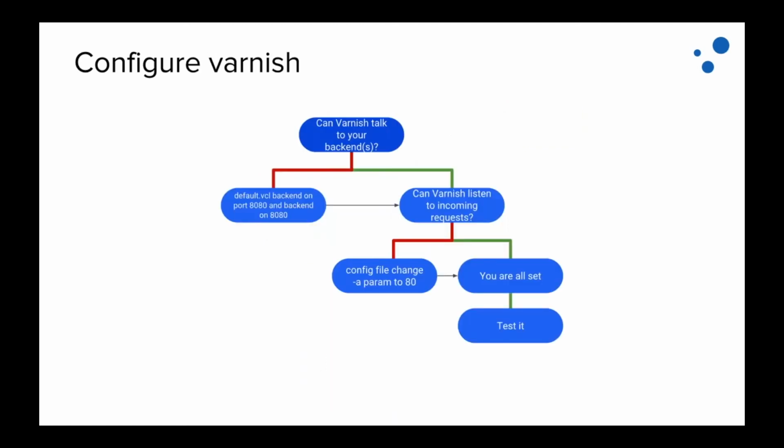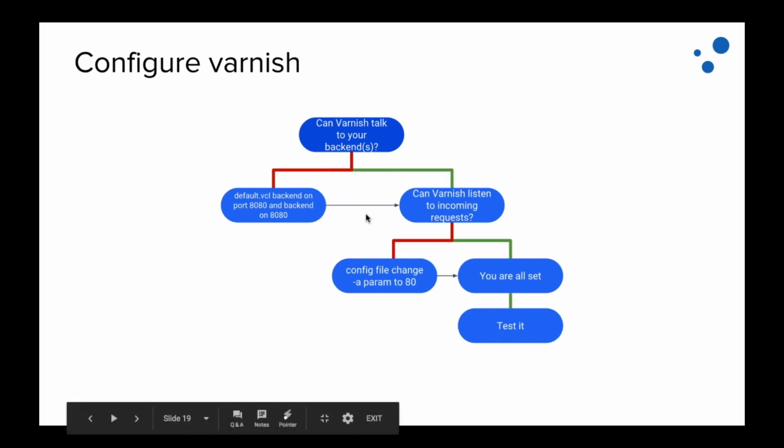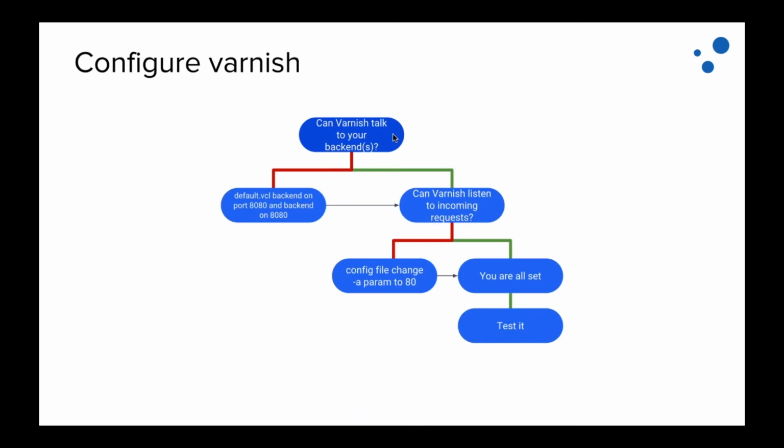So if you have a look at this slide, to configure Varnish, you really need to ask yourself, can Varnish talk to your backend? If you can talk to your backends, then the next question would be, can Varnish listen to incoming requests? If the answer is yes, then you're all set, then you can just test your CDN and make sure everything works as expected. If your answer is no, you will have to set up your backend and the listening part for Varnish.